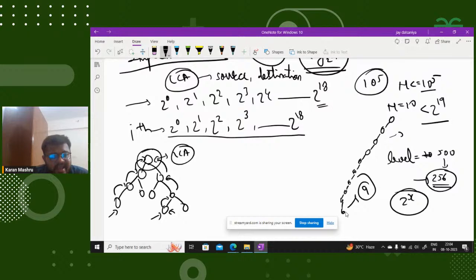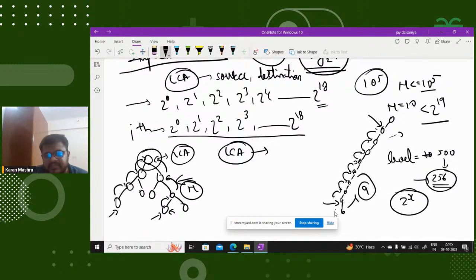So my idea is, I want to find the least common ancestor in minimum time. This approach will give big O of n time. Suppose I want to find the least common ancestor between this node and this node. I need to go this step, this step, this step, this step, this step, this step, and this step. It is almost big O of n, right?